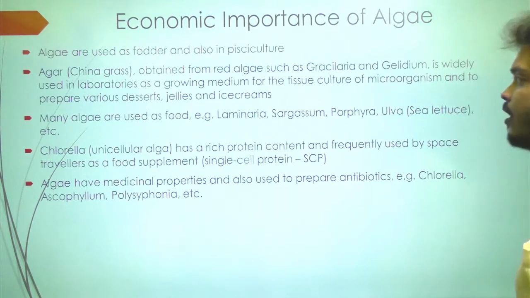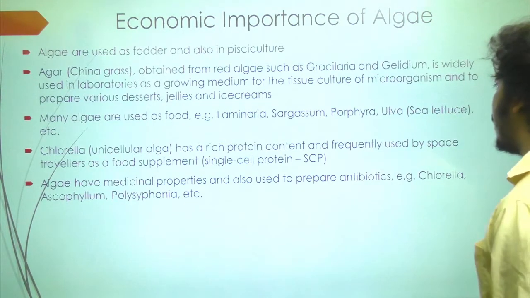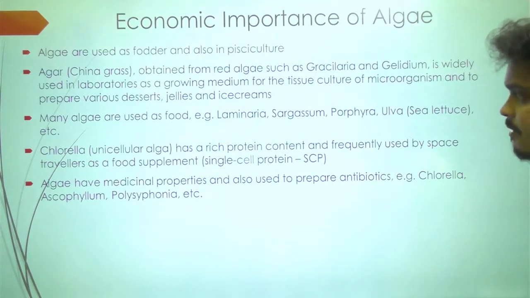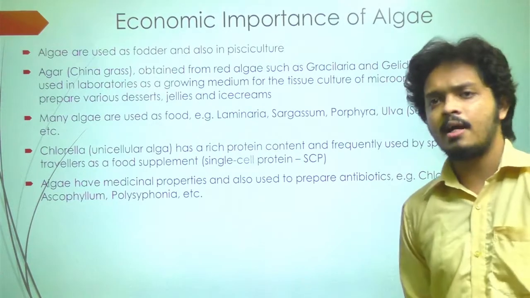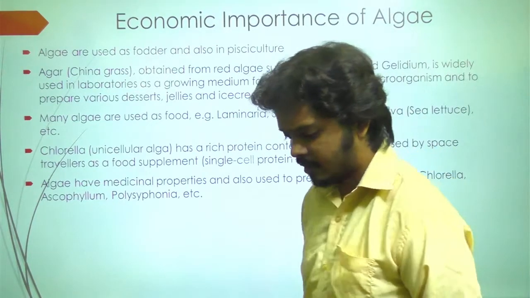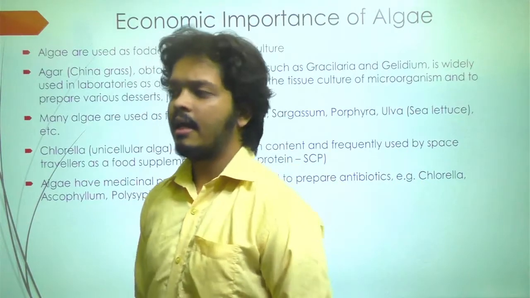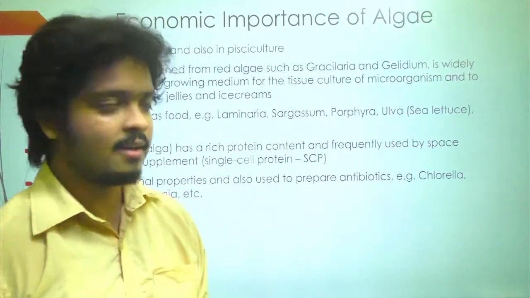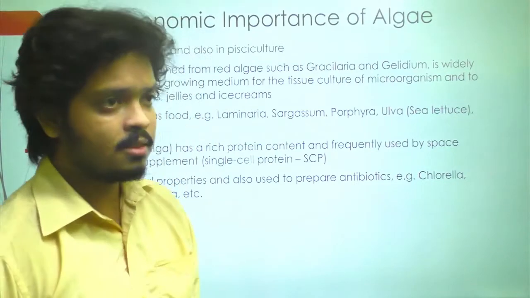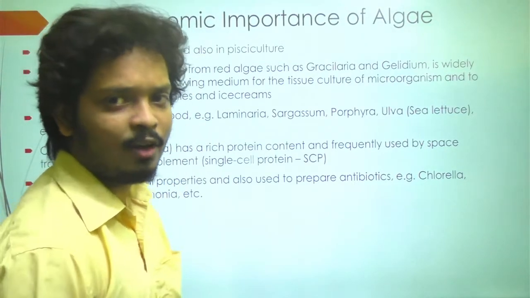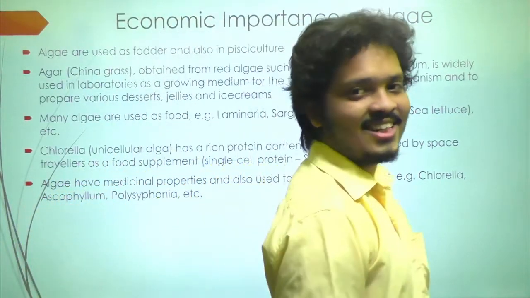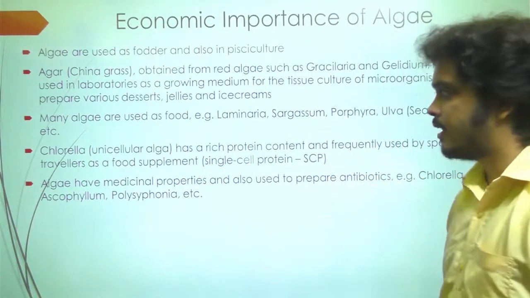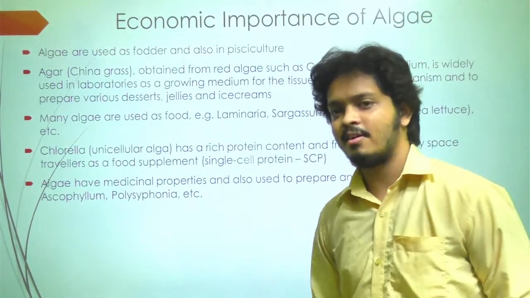Agar or China grass obtained from red algae such as Gracilaria and Gelidium is widely used in laboratories as a growing medium for tissue culture of microorganisms and to prepare various desserts, jellies and ice cream. You see, Gelidium, the algae that I have shown you before, is an edible algae. You will find them in jellies, you will find them in ice creams. Never thought that you are eating algae all around, have you? You have been eating them for a long time, you just didn't know about it.